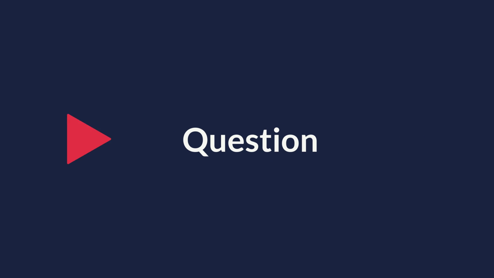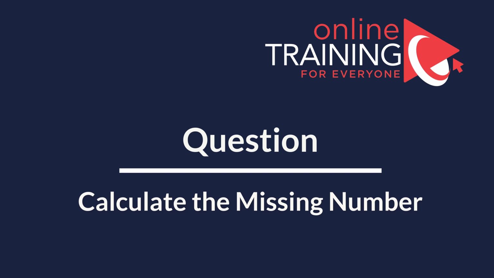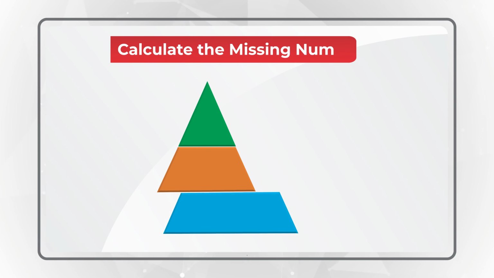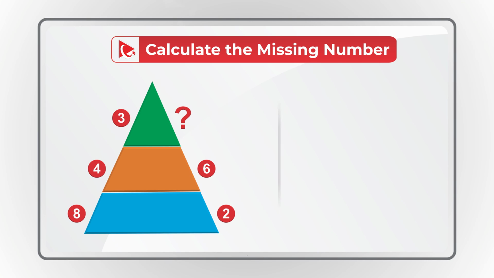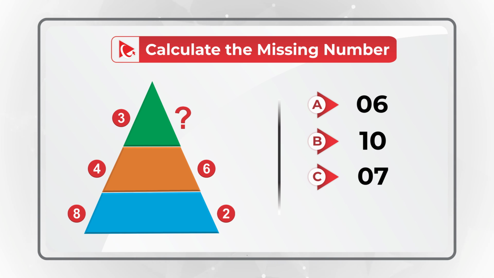Here's an amazing question to test your analytical skills. You need to calculate the missing number. You're presented with a triangle, which is split into 3 equal or almost equal parts. At the bottom of the triangle, on each side, you see numbers 8 and 2. In the middle section of the triangle, you see numbers 4 and 6. And on the top of the triangle, you see number 3 on the left, and on the right, you need to calculate the missing number. You're presented with 4 different choices. Choice A, 6. Choice B, 10. Choice C, 7. And choice D, 2. Do you see the answer?